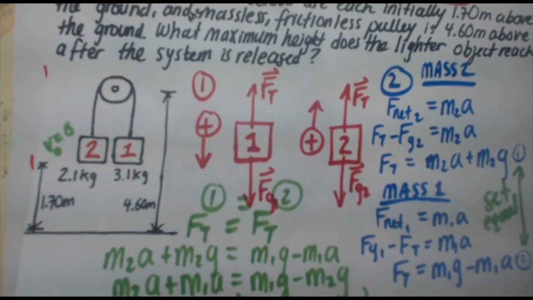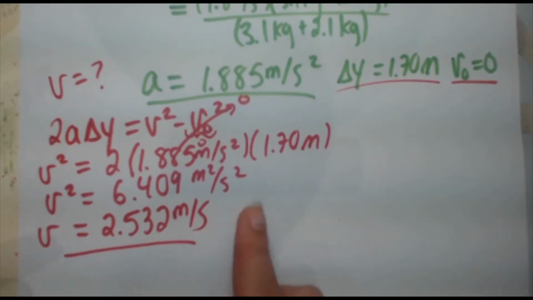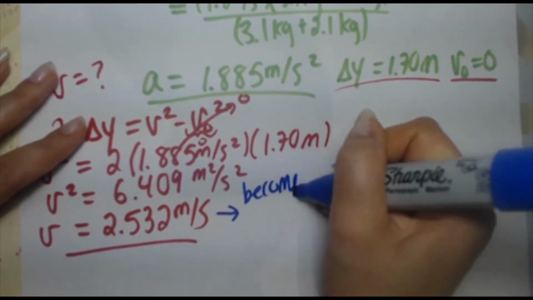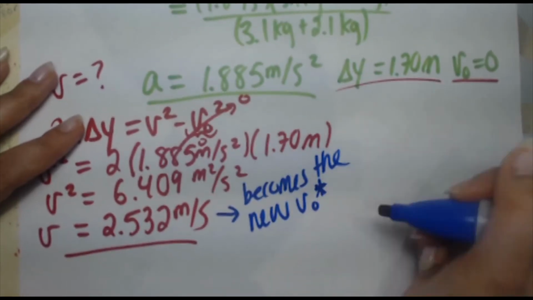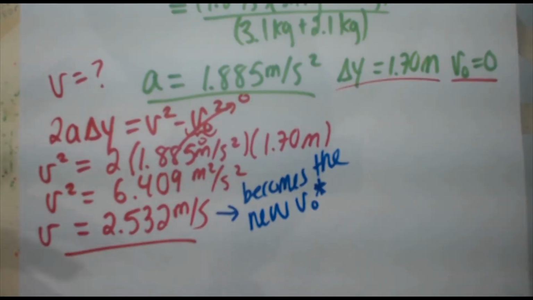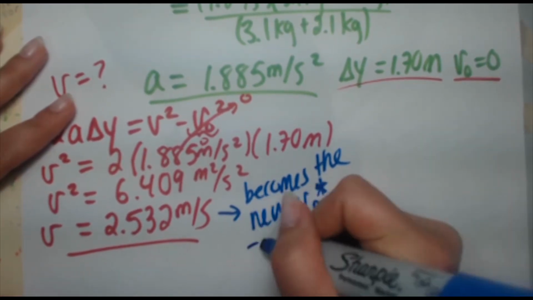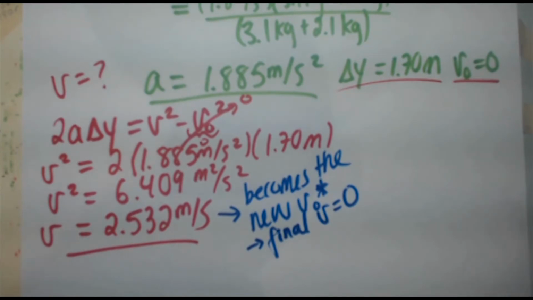So the way you need to think about this is that this V that we just found in the second part of the story, or chapter 2 as you can think of it, becomes the new V0 star. I'm going to call it V0 star because it's a new speed. This is the new initial speed for our third part. And we know that the final V is going to be 0 because it's going to stop.